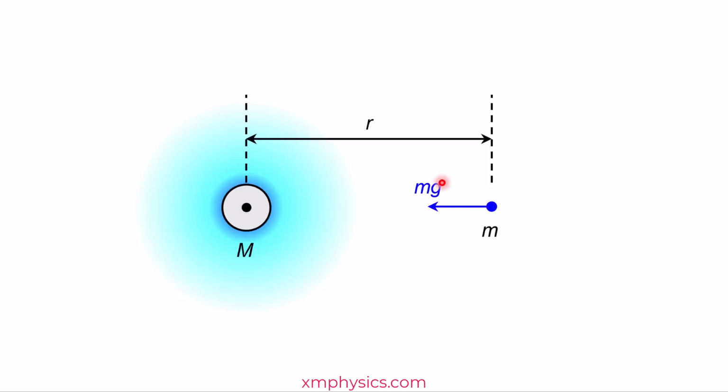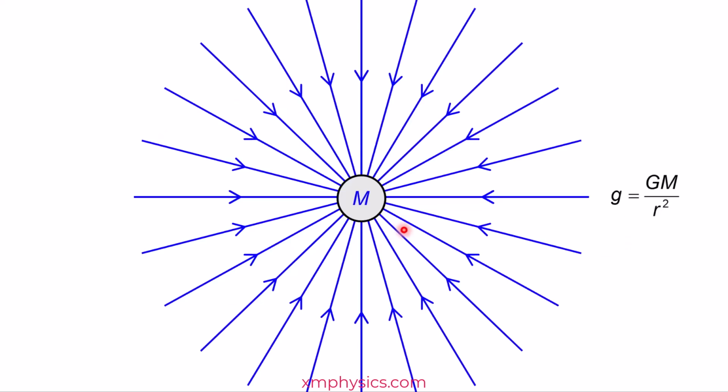So what is the magnitude of the field strength here? Remember, the field strength is defined as gravitational force per unit mass, yeah? So since the gravitational pull we know is GMm over r squared, after dividing by m, the field strength turns out to be GM over r squared. So what does this formula tell us? It tells us that the gravitational field strength of the field produced by big M is given by GM over r squared.